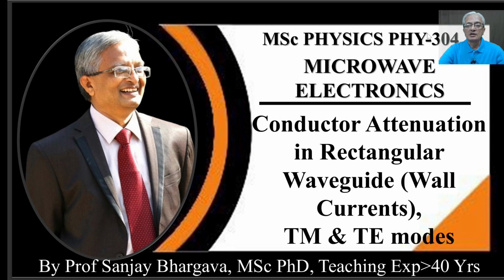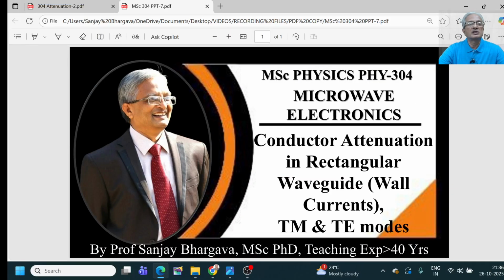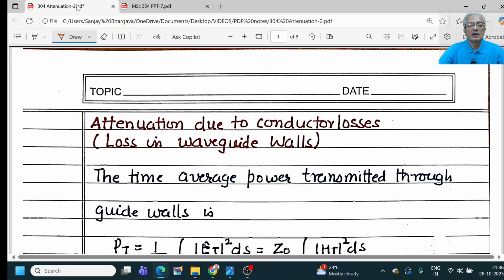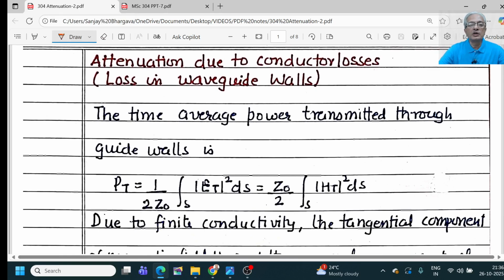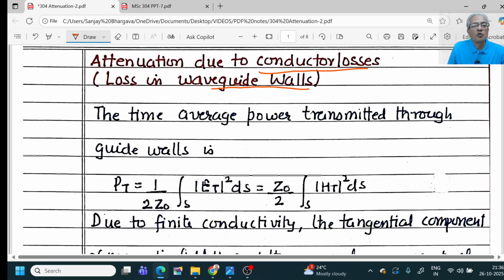In this video of microwave electronics, we'll continue our discussion on conductor attenuation in rectangular waveguides due to the wall currents with TE and TM modes. In the earlier video, we had already discussed the two different ways of attenuation in a waveguide. The third method is attenuation due to conductor losses. Loss in the waveguide walls.